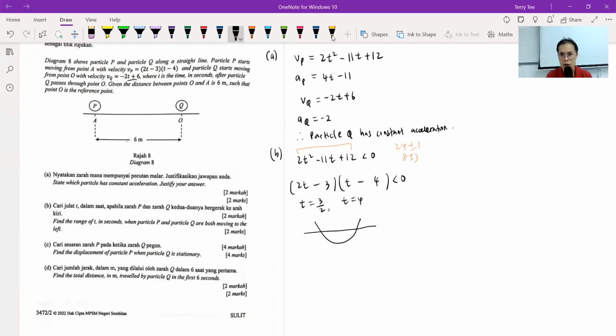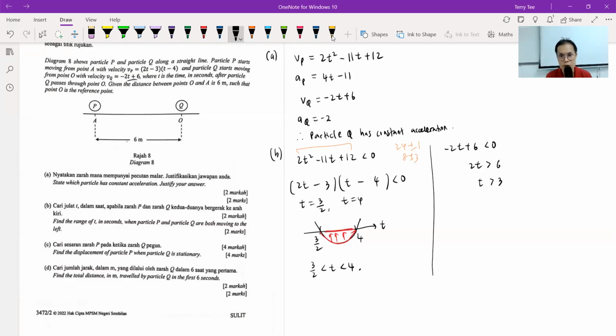Let's do a sketch, right? This is 3 over 2. This is 4. Less than 0, the region should be below here. Your t value is in between these two. Okay. For your Q, we know our velocity function is also less than 0 here. So we bring over 2t more than 6. I bring this over instead. 2t more than 6. When I bring this over, t is more than 3.